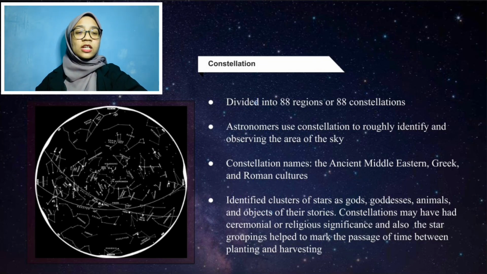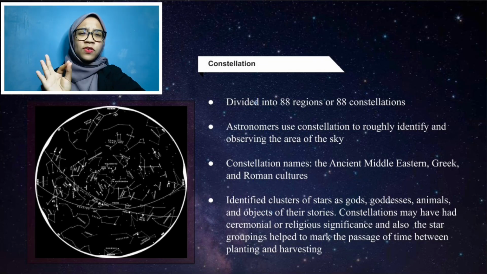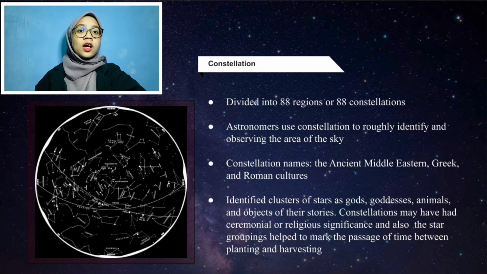Astronomers use constellations to roughly identify and observe areas of the sky. Most of the constellation names we know came from the ancient Middle Eastern, Greek, and Roman cultures. They identified clusters of stars as gods, goddesses, animals, and objects from their stories. In some cases, the constellation may have had ceremonial or religious significance.